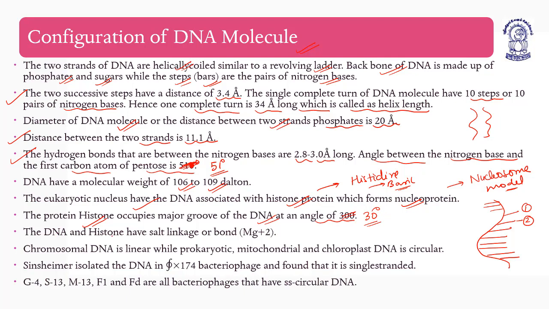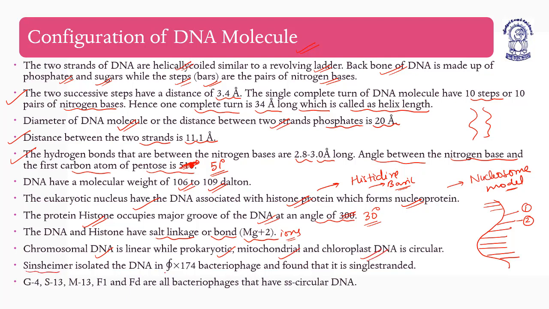The DNA and the histone have a salt linkage or bond in the presence of Mg2+ ions. They are rich in Mg2+. Chromosomal DNA is linear, while prokaryotic, mitochondrial, and chloroplast DNA is circular.